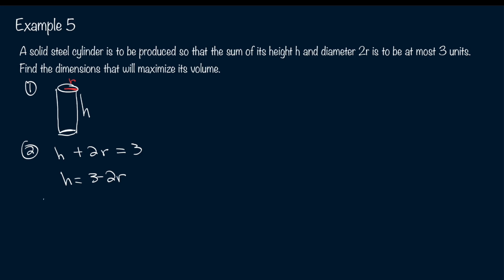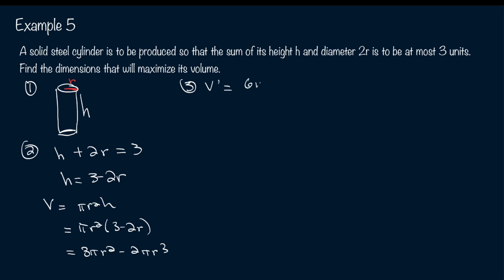And so for our objective equation, it's asking to maximize the volume. The equation of our volume for a cylinder is pi r squared h, which, when we plug h in, is equal to pi r squared times (3 minus 2r). If we multiply this out, we get 3 pi r squared minus 2 pi r to the third. Now we're going to take the derivative, which is going to be equal to 6 pi r minus 6 pi r squared.